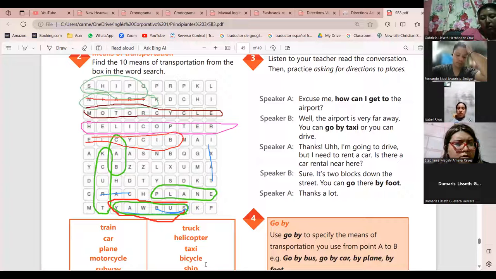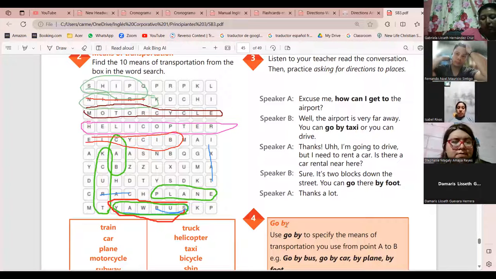Ship es un barco. Ship is a big boat. It's those for commercial purposes. That's ship. Okay. And helicopter, teacher. Oh, yes. Helicopter.